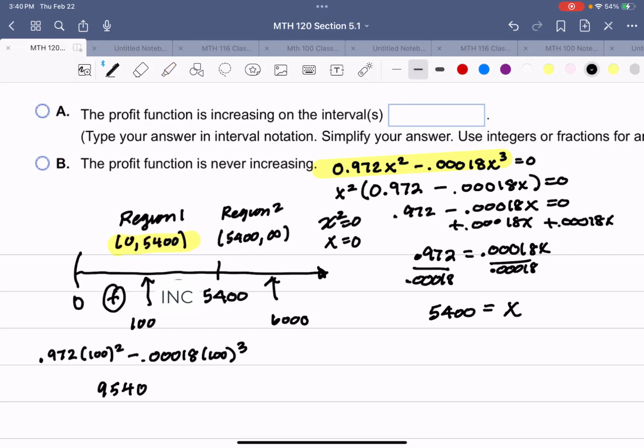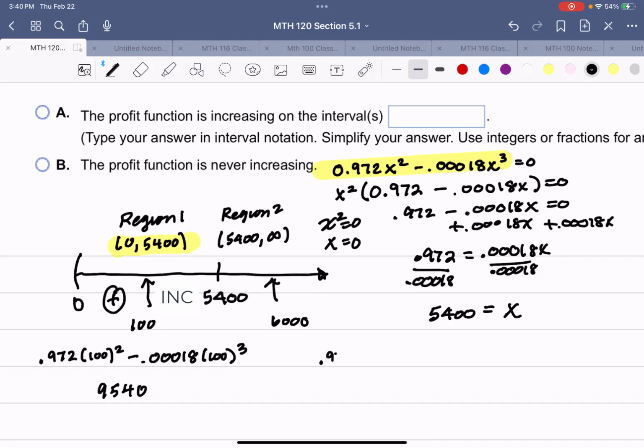When I put in 6,000, 0.972 times 6,000 squared minus 0.00018 times 6,000 cubed. Again, I'm just going to type it right in my calculator. And that's a negative big number, 3888000. And again, the number itself is irrelevant. The fact is that it's negative here. So it's decreasing.